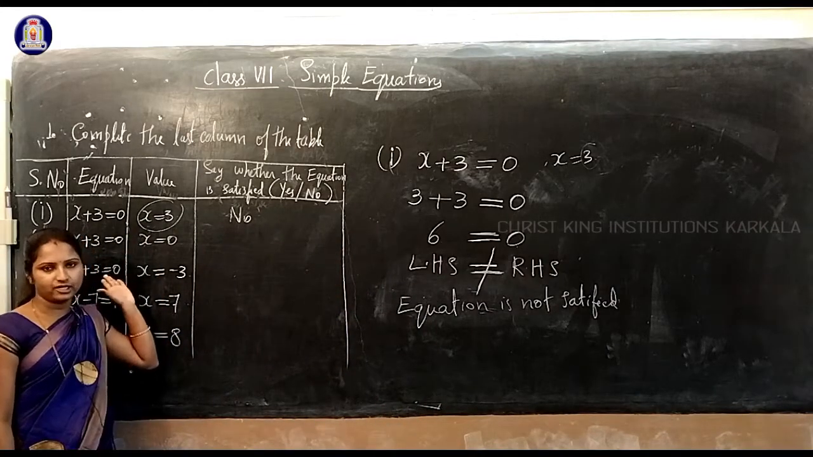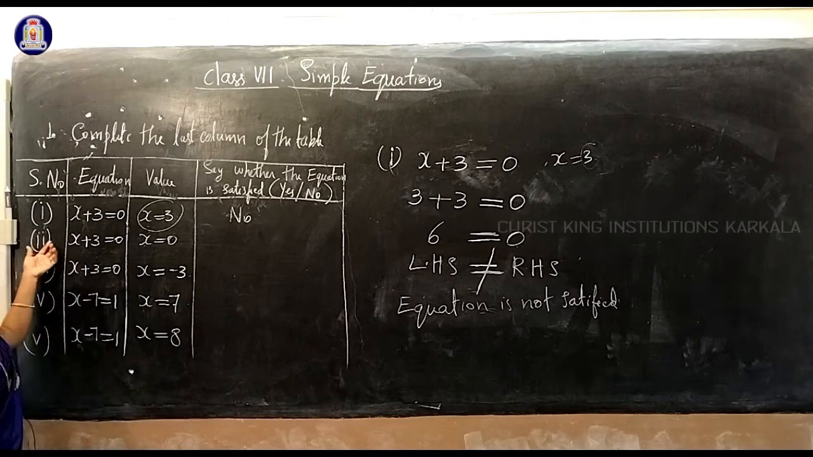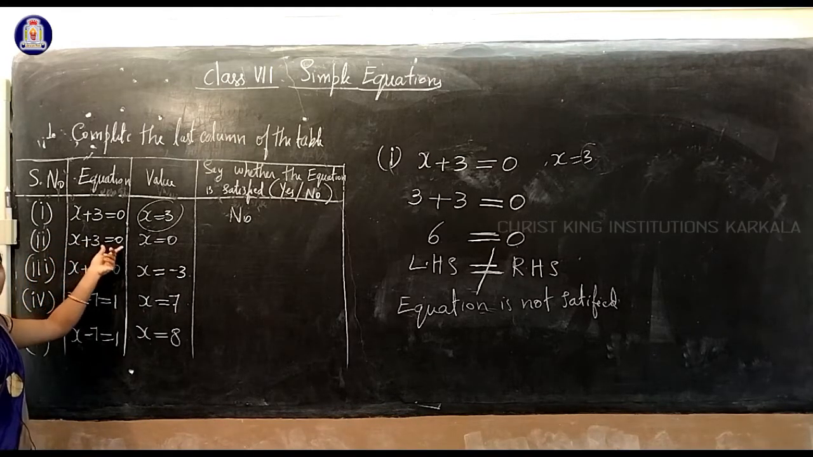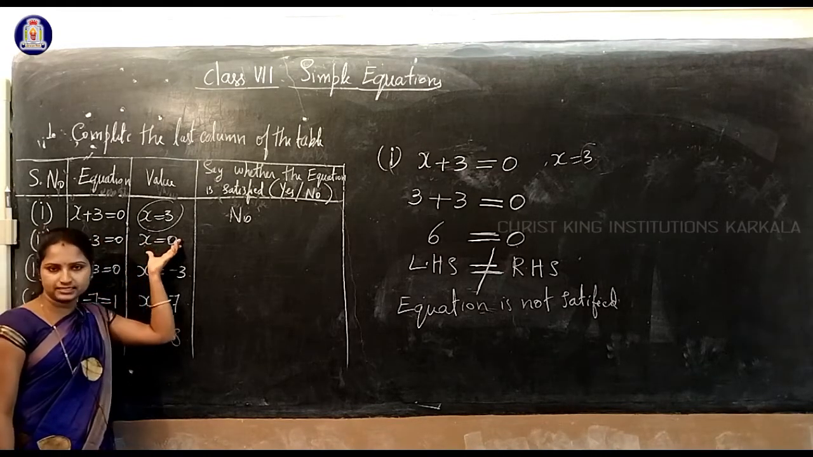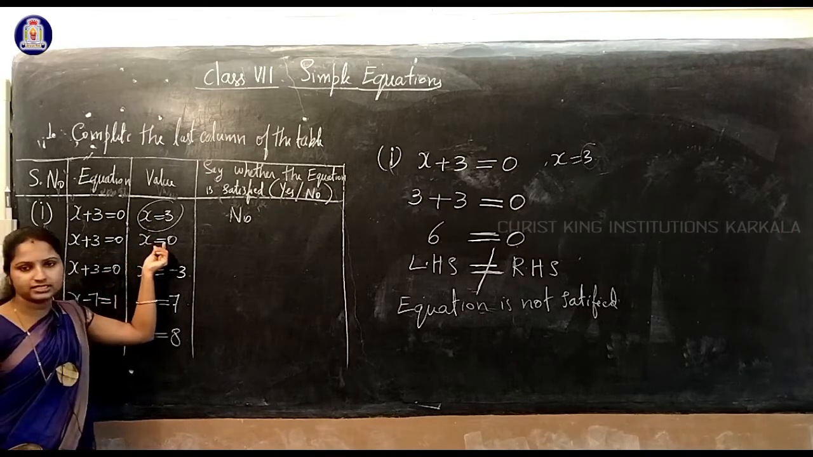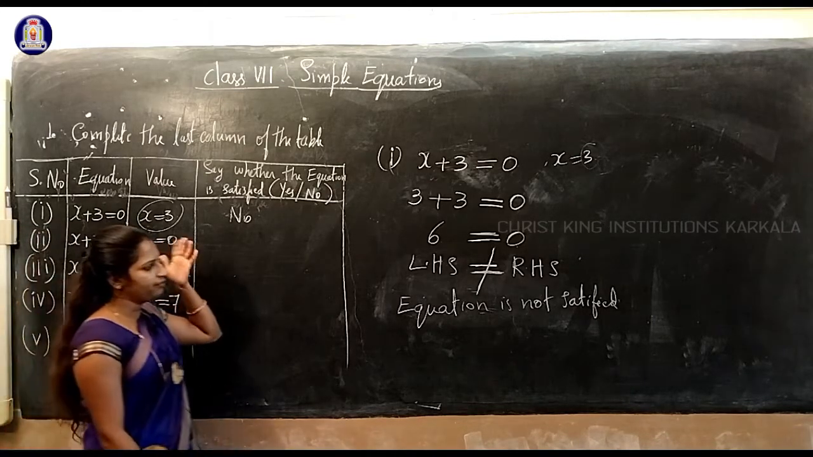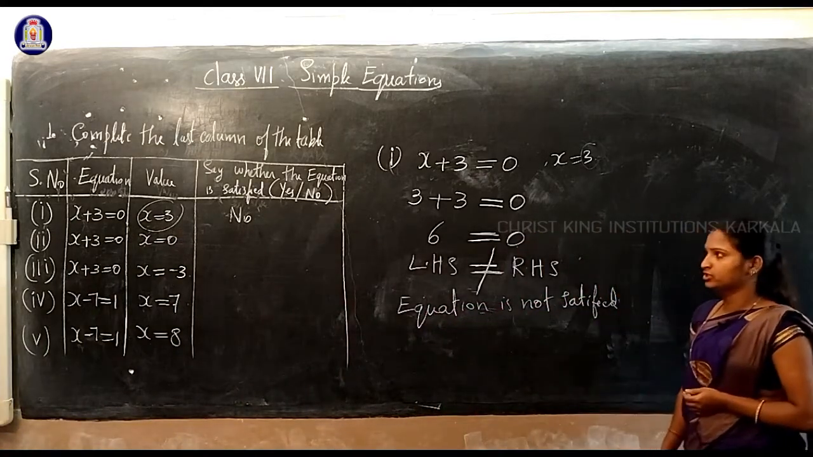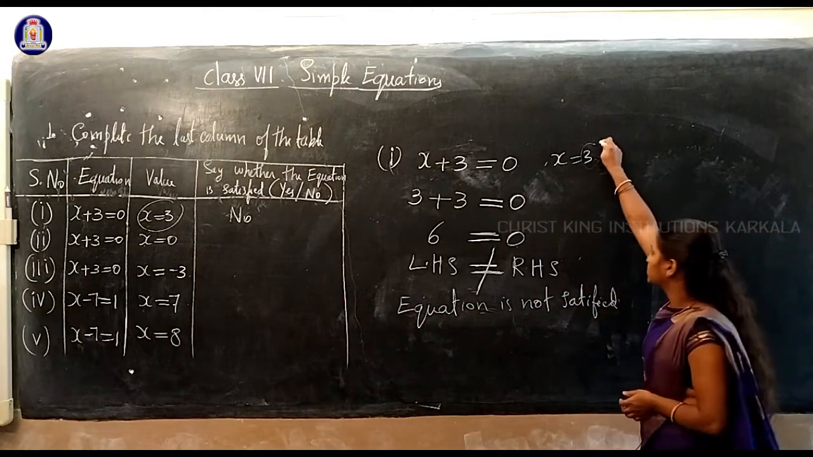Now we'll see the second equation. The second question is x plus 3 is equal to 0. The same equation is given, but the value of x is different, right? What is the value of x? The value of x here is 0. Clear? Now we'll check whether the second equation is satisfied or not. Same procedure.